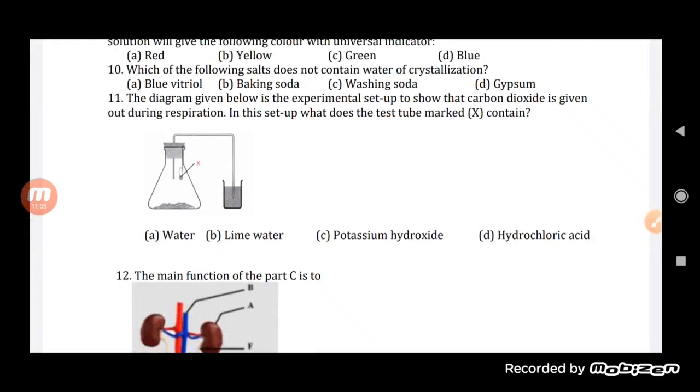The diagram given below is the experimental setup to show that carbon dioxide is given out during respiration. In this setup, what does the test tube marked X contain? Now you see here, students, the potassium hydroxide is given here, which basically helps in absorbing the carbon dioxide. So the given diagram shows that carbon dioxide is given out, and the test tube X contains the potassium hydroxide solution.